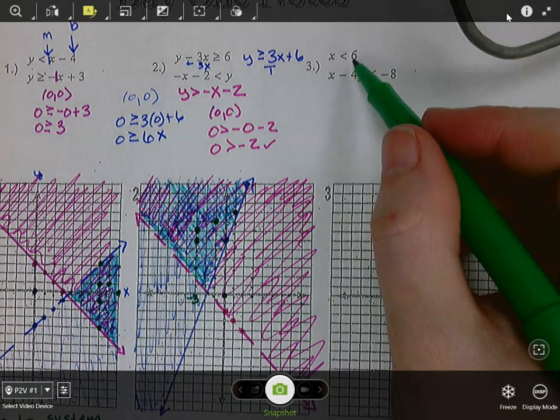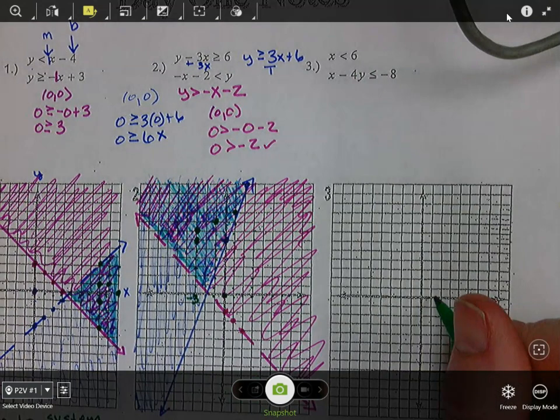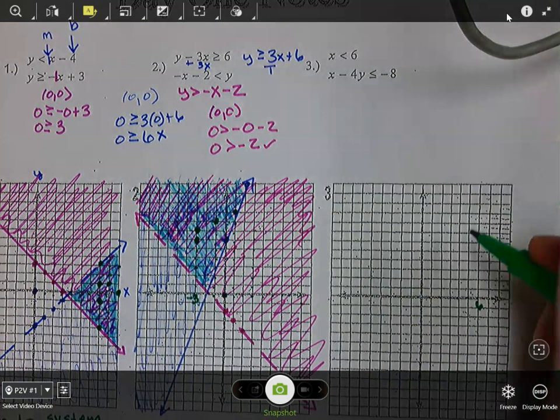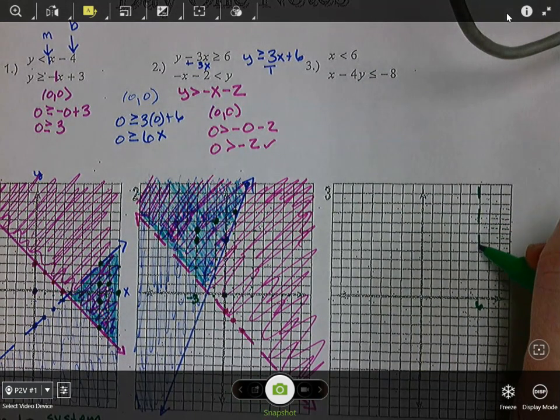All right, so X is less than 6. That would be a vertical line at the 6 on the X-axis. So here's 1, 2, 3, 4, 5, 6. And it's going to be dashed. So I need to draw a vertical line that's dashed.